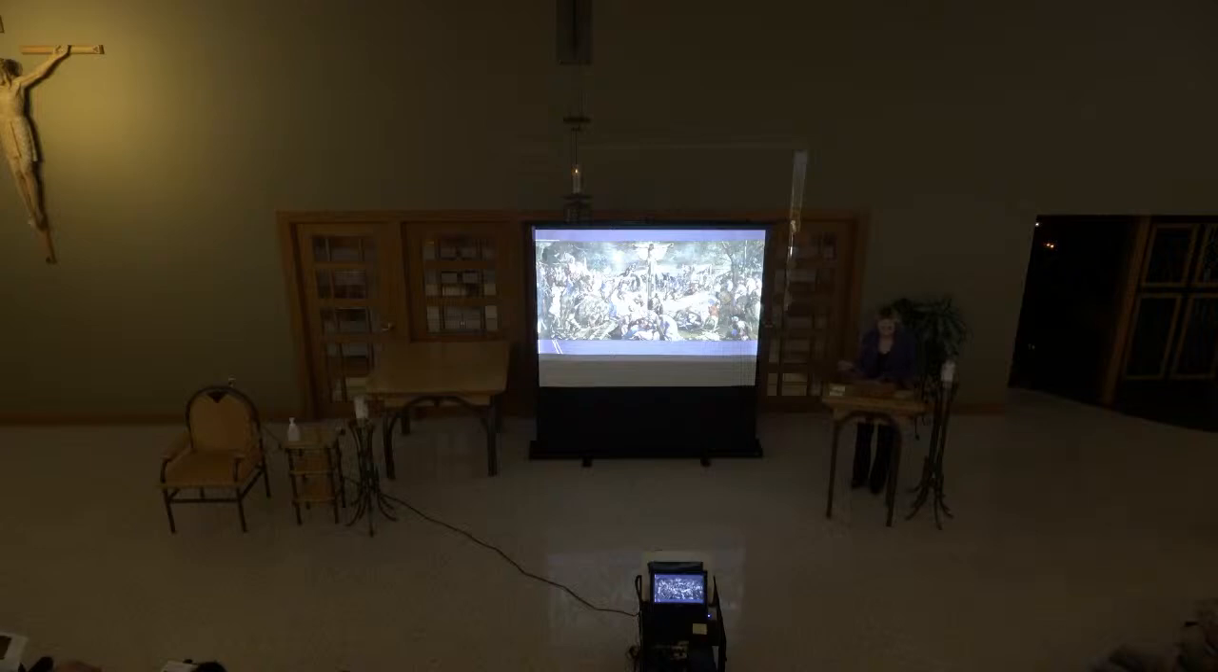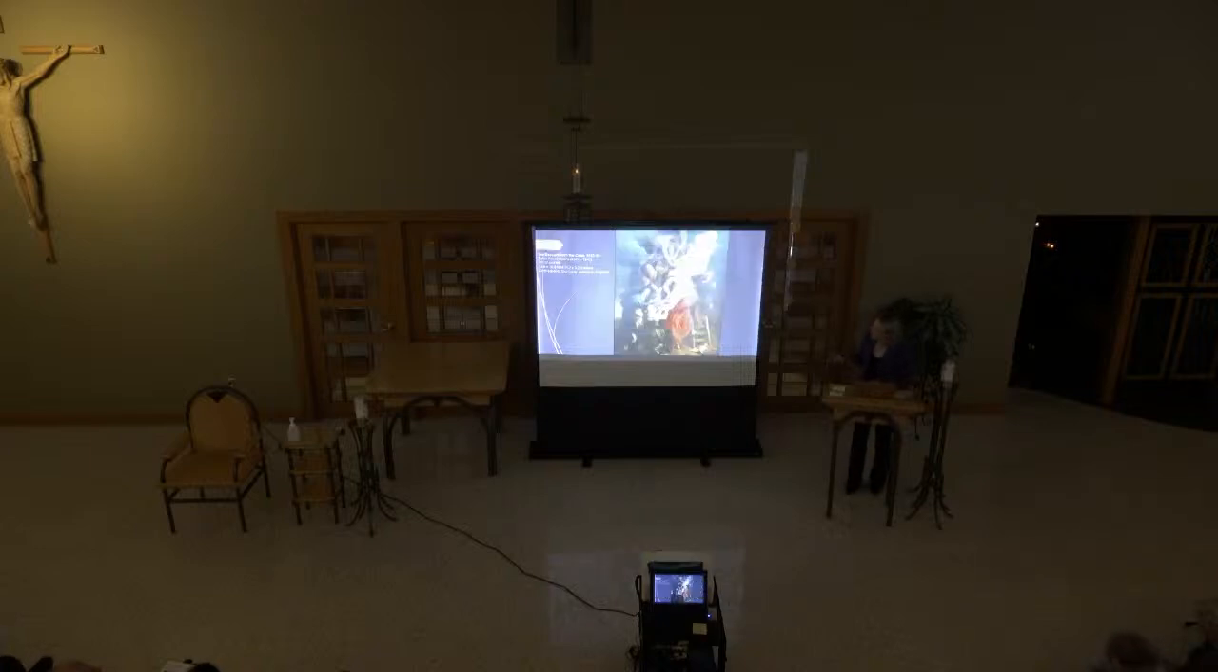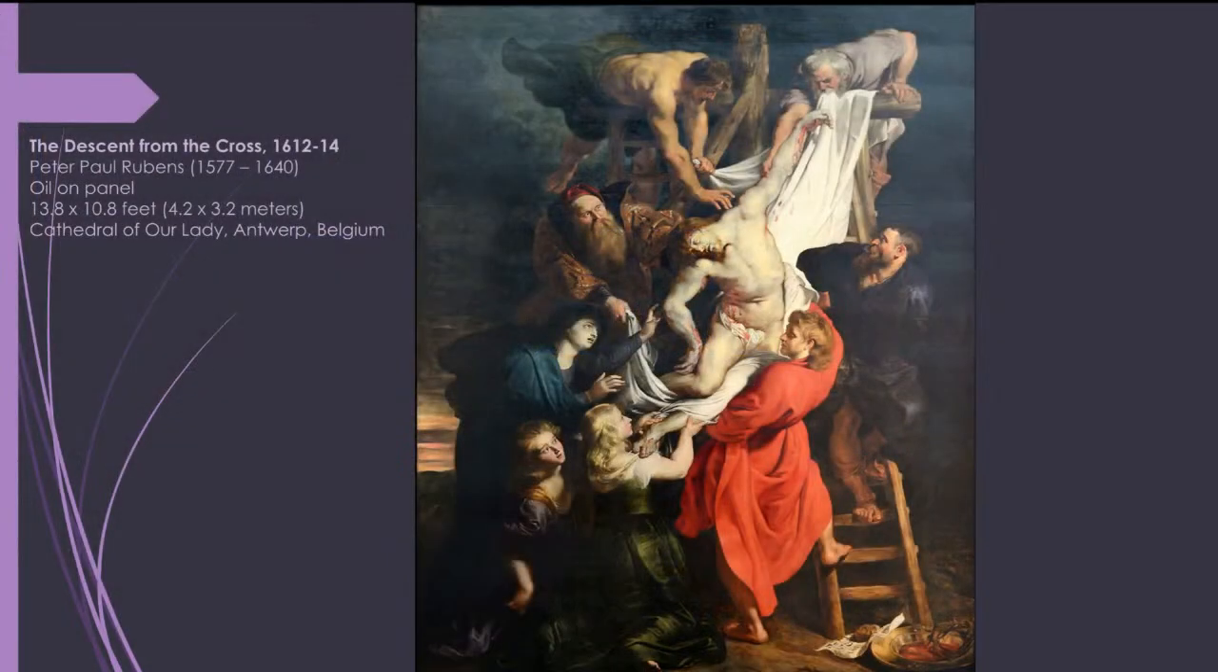And now it's time to move on to our second work of art of this evening. It is the painting, The Descent from the Cross by Peter Paul Rubens, painted between 1512 and 1514. And yes, again, you can follow along on the handout.